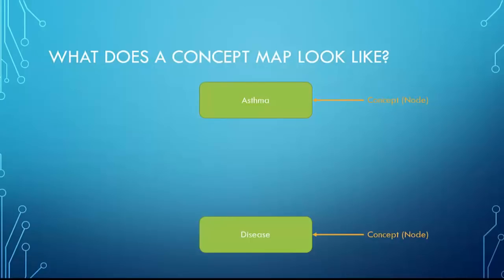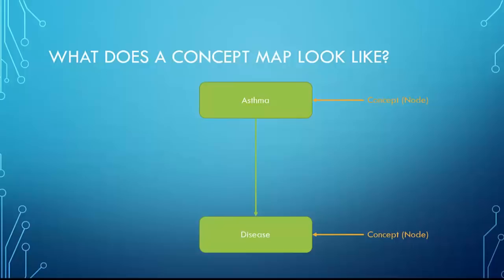So what does a concept map look like? A concept map depicts relationships between various nodes. A node is a concept within a phenomenon you are looking at and studying. The example that I have here shows the node asthma and the node disease. The first thing that I want to do is draw a relationship between the two nodes. So the relationship I draw is an arrow going from asthma to disease.